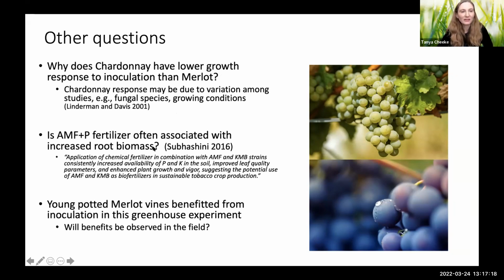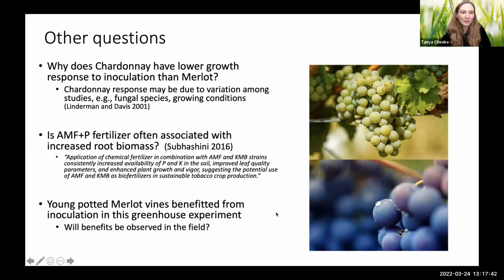We also looked through the literature to see if this was a common phenomenon, whether mycorrhizal fungi plus phosphorus fertilizer is associated with increased root biomass. And in several recent studies, that does look to be the case. So adding mycorrhizal fungi in addition to phosphorus fertilizer could be beneficial in terms of root biomass.